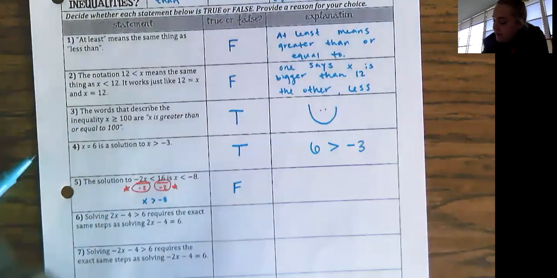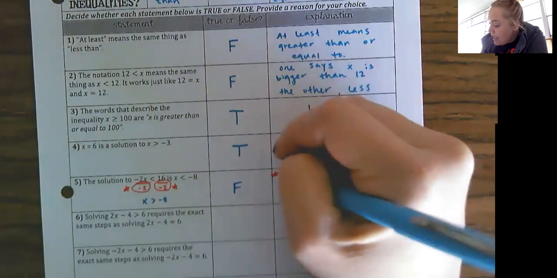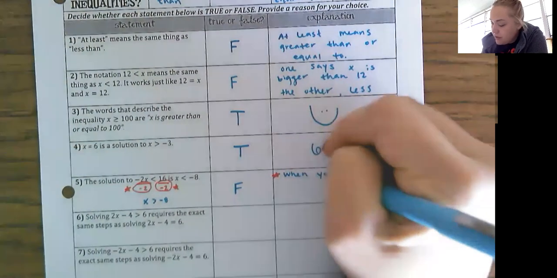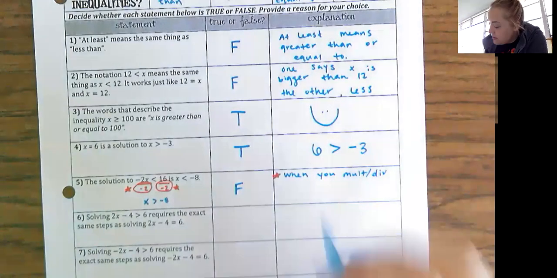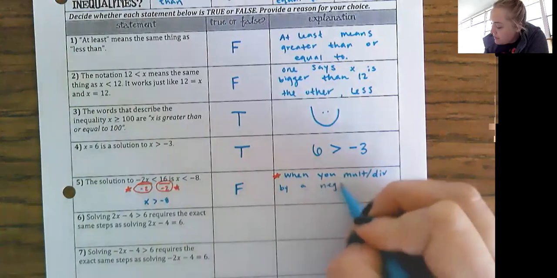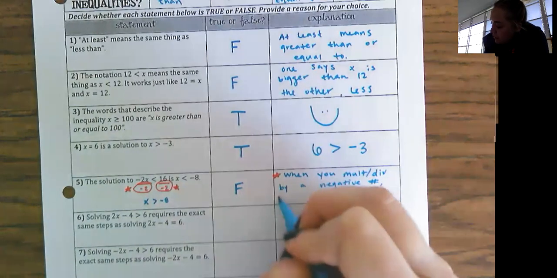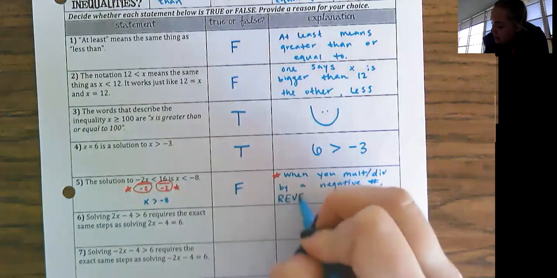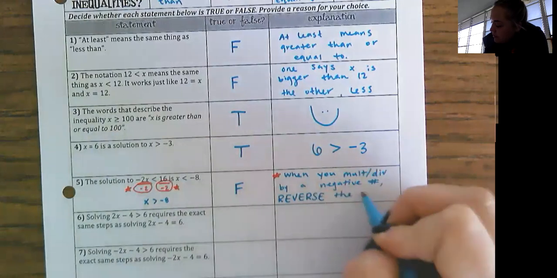And this is very, very, very important. I'm going to use a red star here. When you multiply or divide by a negative number, reverse the symbol.